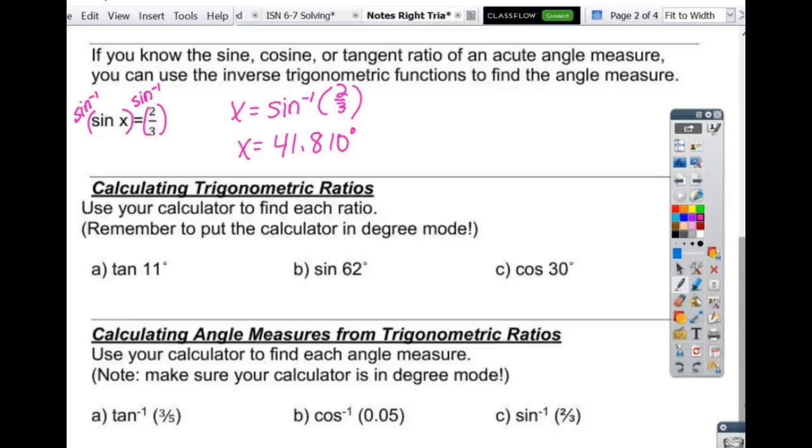Okay, so this time I want to find the angle measure. So this time you're using the inverse when you type it in. So the inverse of tangent, the inverse of cosine, and the inverse of sine. Type those in and check with your neighbor.